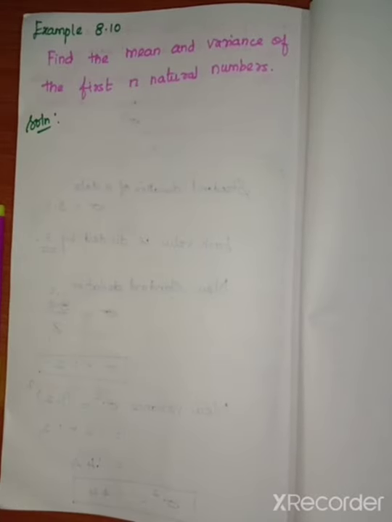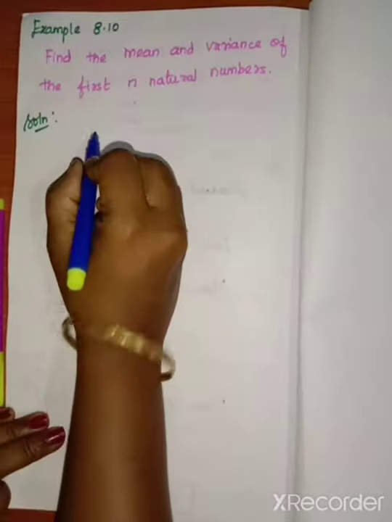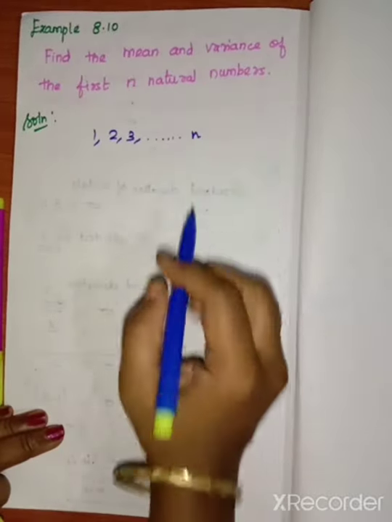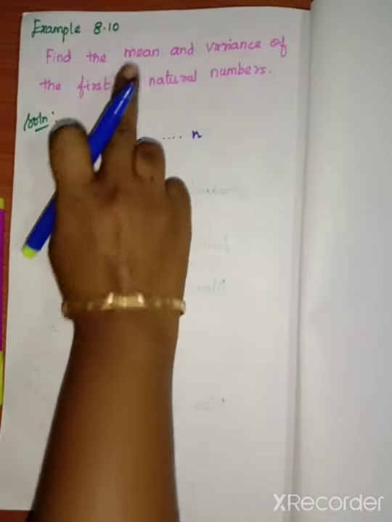Example 8.10. Find the mean and the variance of the first n natural numbers. So the n natural numbers means 1, 2, 3, 4, etc., up to n, because here the ending term given to us is n. So here we want to find the mean and variance.